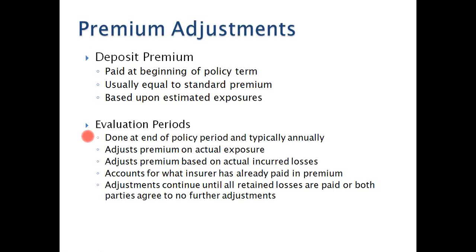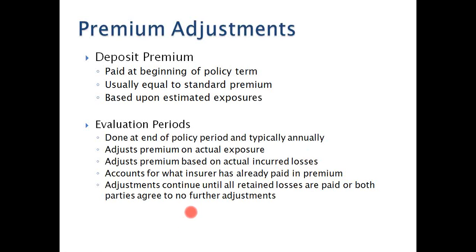So the first one's going to be done at the end of the policy period. At the end of 12 months, I'm going to do an evaluation, and then we're going to adjust the premium on the actual exposure at that point, or adjust the premium based on actual incurred losses, depending on what type of program that we have. And it's also going to account for what the insurer has already paid in premium.